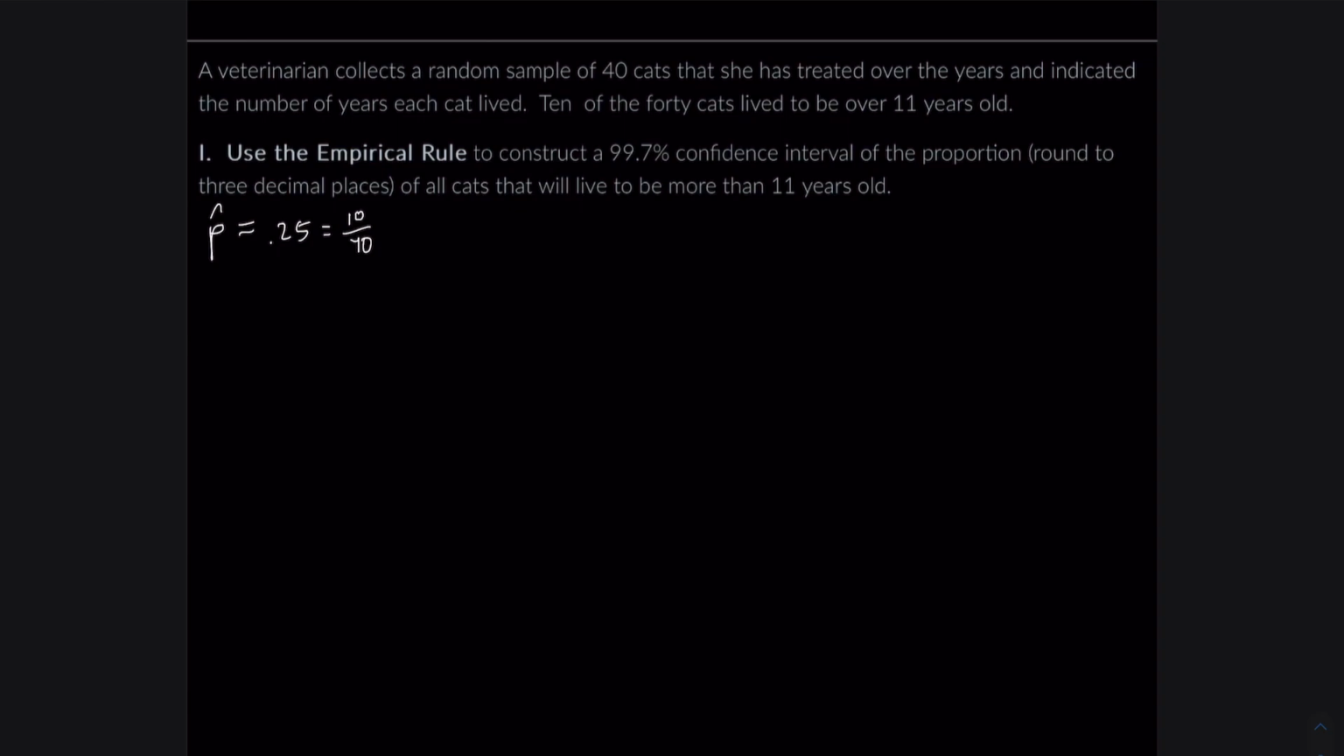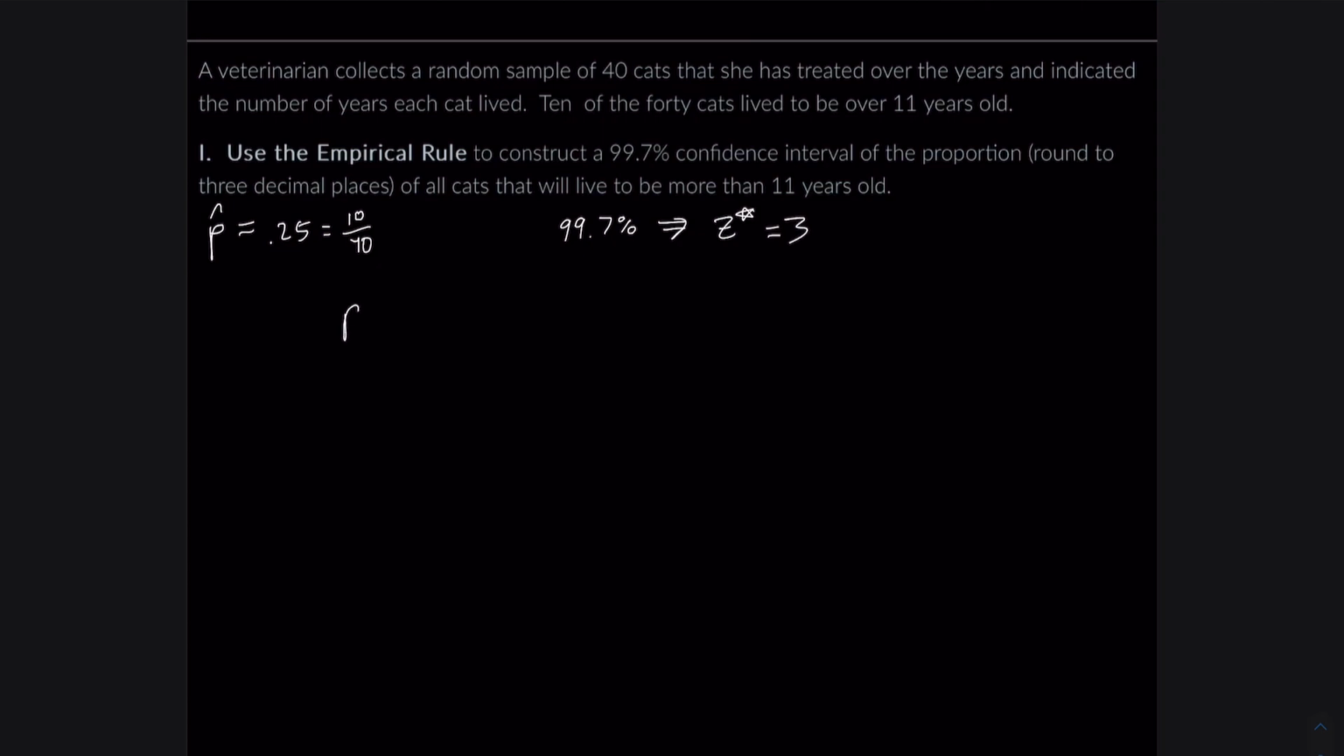Then it asks us to use the empirical rule to construct a 99.7% confidence interval of the proportion, rounded to 3 decimal places, of all cats that will live to be more than 11 years old. If you remember, the empirical rule is the 68, 95, 99.7 rule. So 99.7% means that we will be 3 standard deviations to the right and the left. So this tells us that our Z star equals 3.